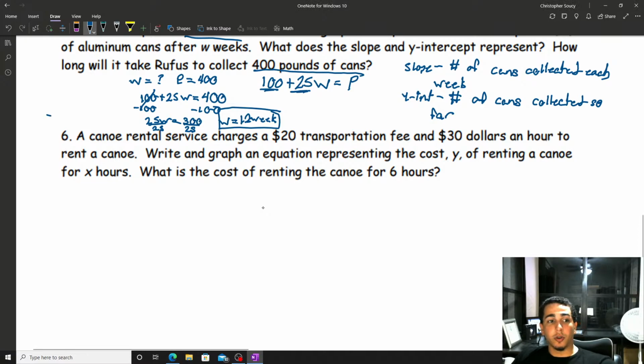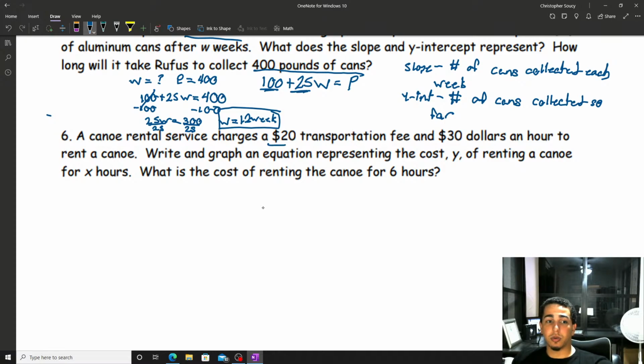For number 6, a canoe rental service charges a $20 transportation fee and $30 an hour to rent a canoe. Write and graph an equation representing the cost y of renting a canoe for x hours. What is the cost of renting a canoe for 6 hours?